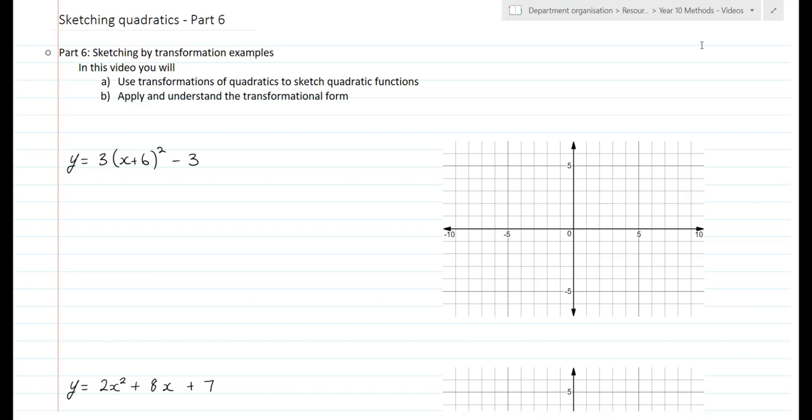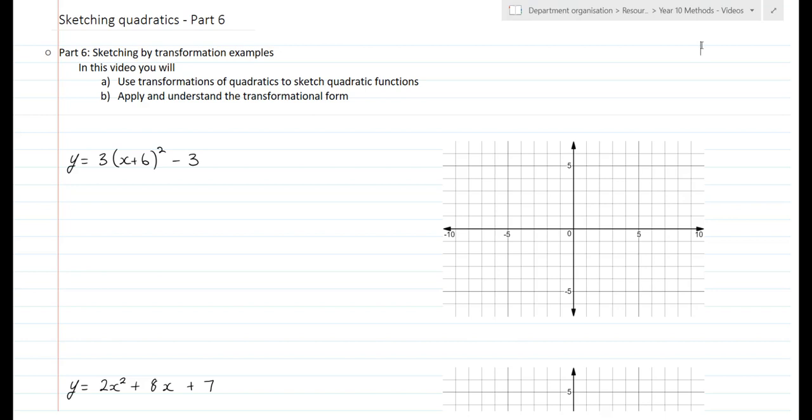Video 6 on sketching quadratics, and in this video we're going to talk about some examples of sketching quadratics using transformational form. I'm going to run through these two examples that are given. One's already set out for us quite nicely and it's fairly simple, and the other we're going to have to do a bit of algebraic work on. But let's run through this very quickly.